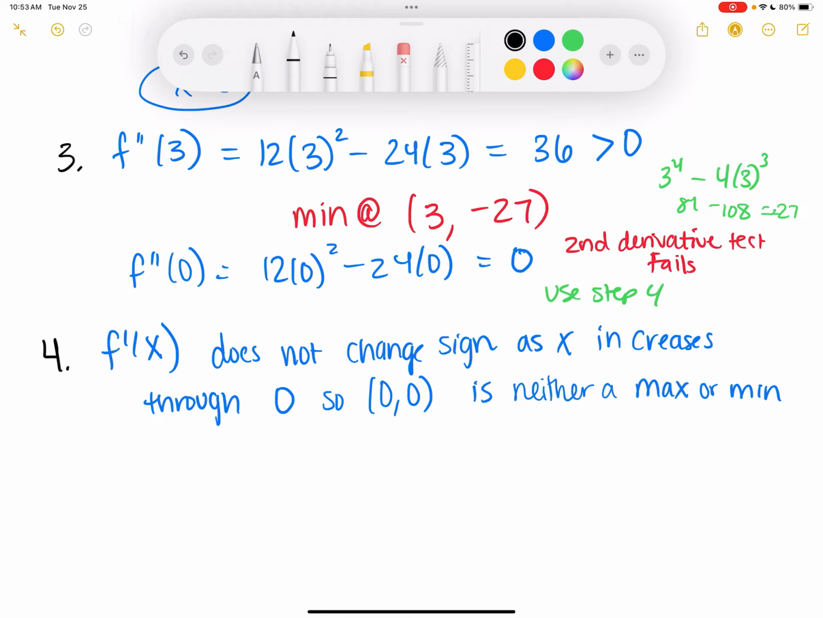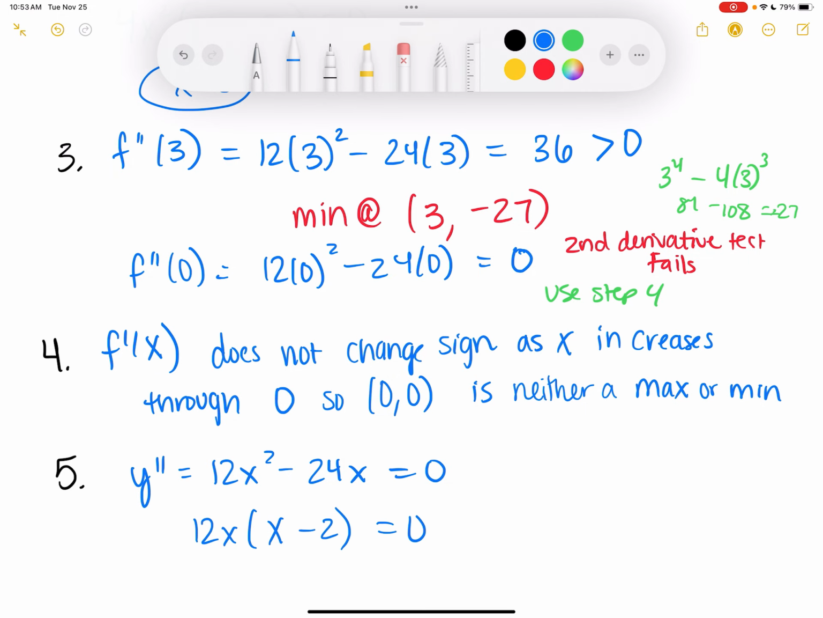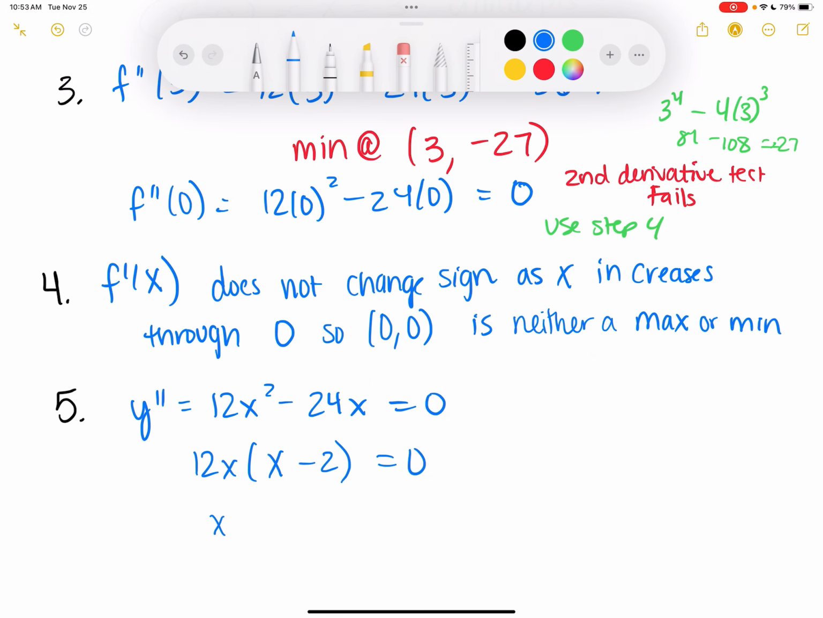So then our step 5, find all x values where the second derivative is equal to 0, because these are possible points of inflection. So y double prime is equal to 12x squared minus 24x. So we set that equal to 0. I can take out a 12x, that's left with x minus 2. So x is equal to 0 or x equals 2.